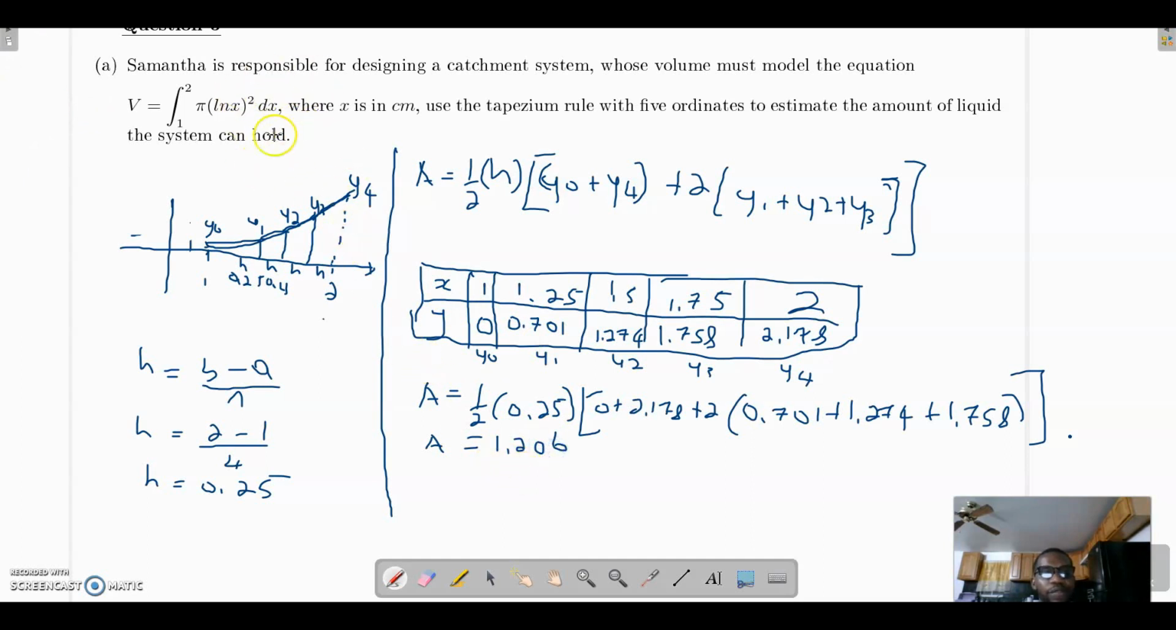Now let's go back. Bear in mind that this was reflecting the volume. So therefore, we're going to say that the volume of concrete required to make or to design the model would be equal to 1.206 cubic centimeters. That will be the end of this particular question.